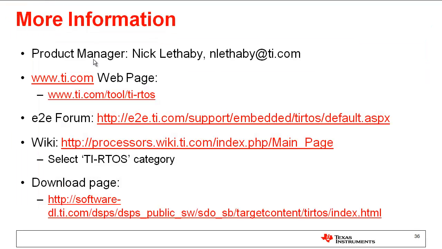So for more information, we have a TI-RTOS webpage you can go to, and that has some information plus a product brochure. We have an E2E forum where you can go to ask questions or to search for topics. We have a wiki where there's a number of detailed app notes which can be quite useful on configuring some of the subcomponents. And then we have the download page I discussed below. And finally, if you want to contact me directly, feel free to use the email address up there, quite a straightforward one.